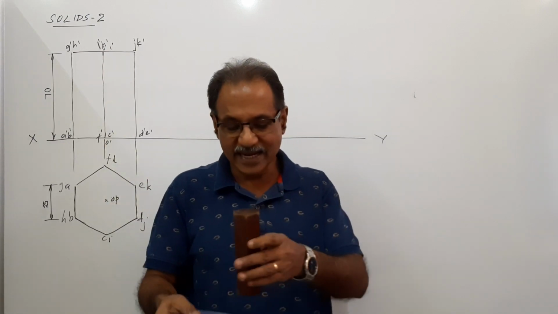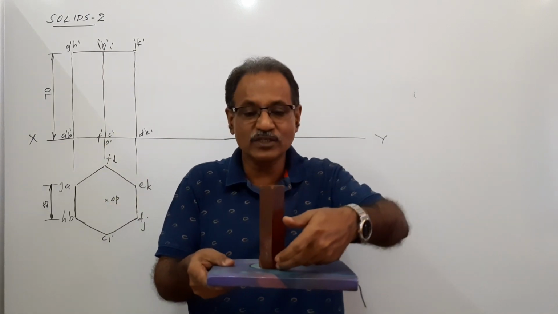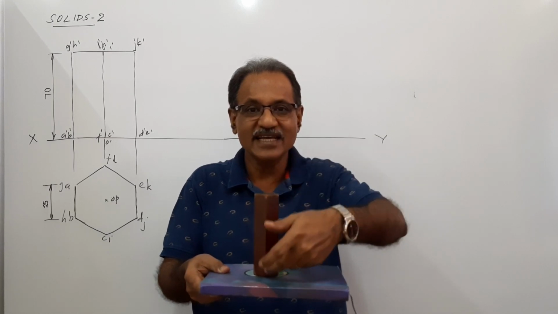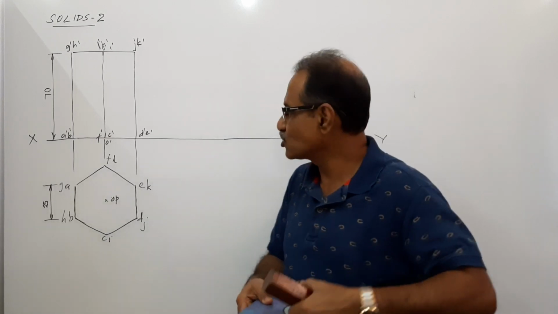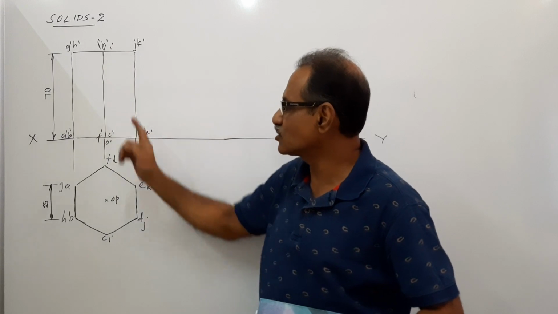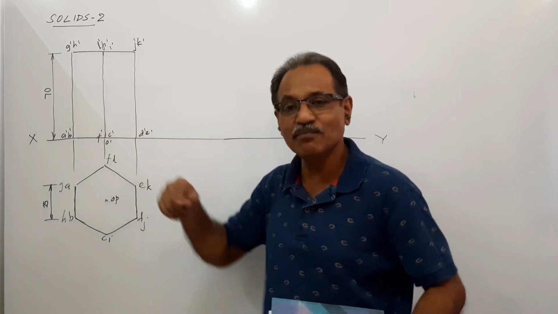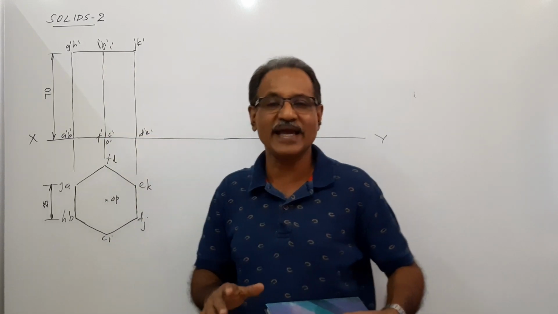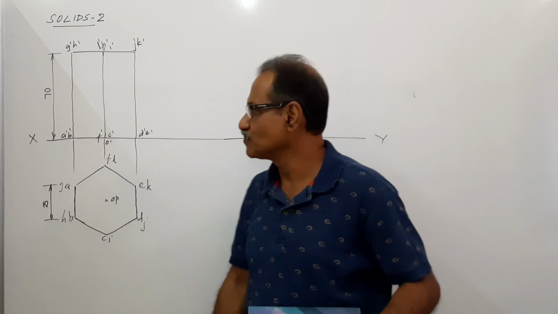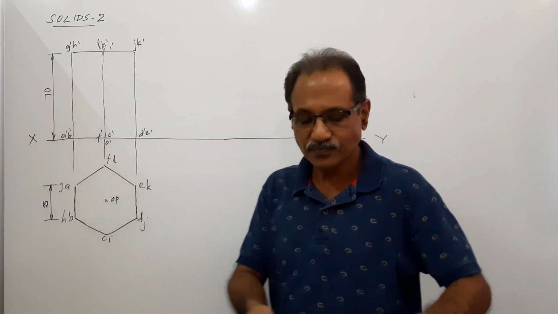When the prism is standing like this, when you look from there, you see this vertical edge CI at the center. That is firm. C dash I dash is firm. And FL comes exactly behind that. It coincides with the firm line. So only the firm line is shown. So this is the elevation.